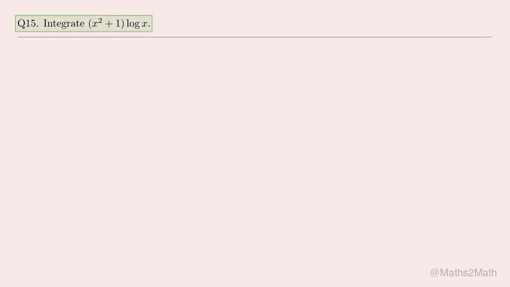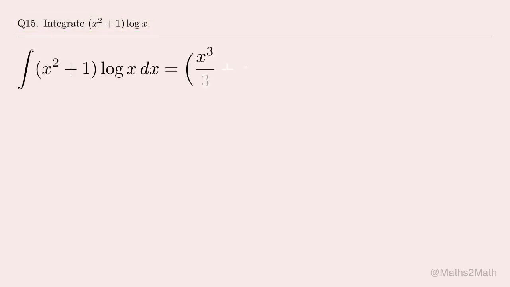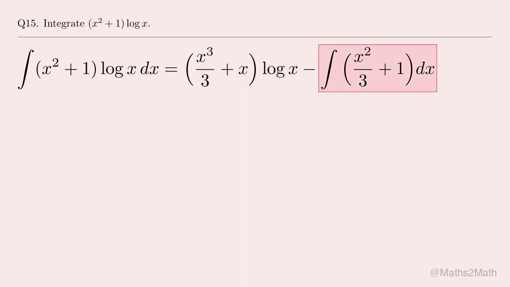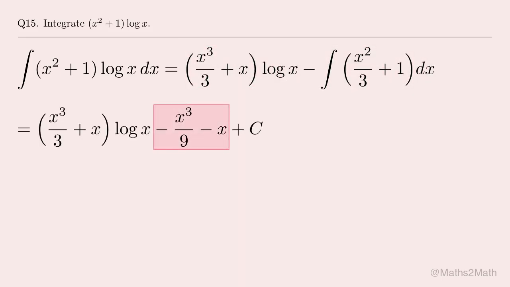Question 15. A polynomial times log. Integrate the polynomial for v. Parts with v as x cubed over 3 plus x. Finish the polynomial tail.